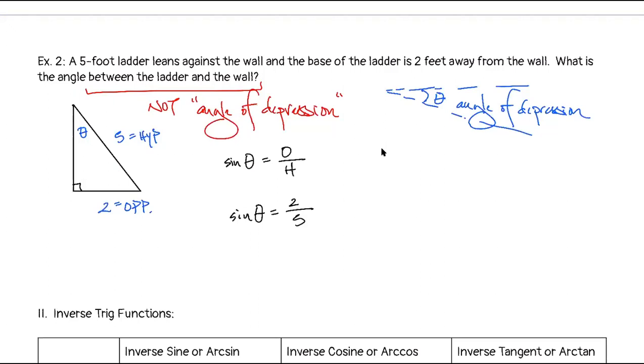And so what we're gonna do is we're gonna use that old idea of whatever we do to one side of the equation, we're also gonna do to the other side of the equation. And so on both sides of the equation, we're gonna do inverse sine of both sides, okay? So on the right-hand side, it's going to be inverse sine of 2/5. On the left-hand side, it will be inverse sine of sine theta. Okay?